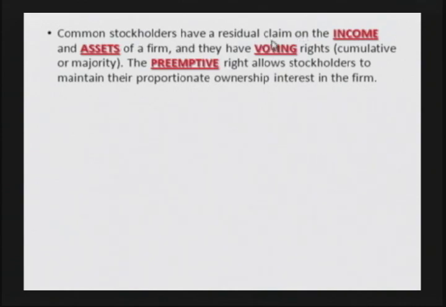Common stockholders are said to have a residual claim on the income and the assets of the firm, because they tend to get paid last after the bondholders and after the preferred stockholders. But they do have voting rights, and the preemptive right is the one that allows the common stockholders to maintain their proportionate ownership interest in the firm. So if the board decides to issue new shares of common stock, that preemptive right allows the common stockholders the first right to maintain their same percentage ownership of the firm, because they get to buy that same percentage of newly issued shares, so their ownership percentage-wise is not diluted.